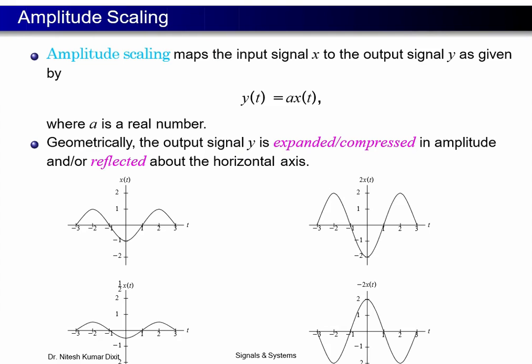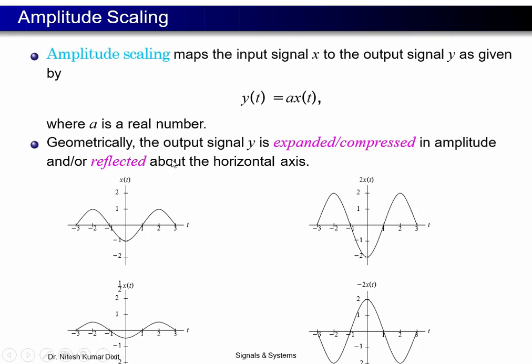So amplitude scaling: a transformation applied to the time axis can also be applied to the dependent variable, that is amplitude scaling. Amplitude scaling means the amplitude can be increased or decreased. Amplitude scaling maps the input x(t) to y(t) equal to a times x(t). Here we just multiply the signal by some constant, known as the amplitude, and a is a real number.